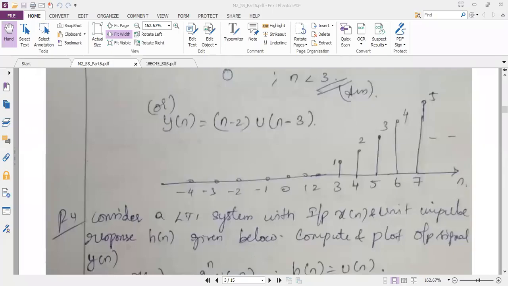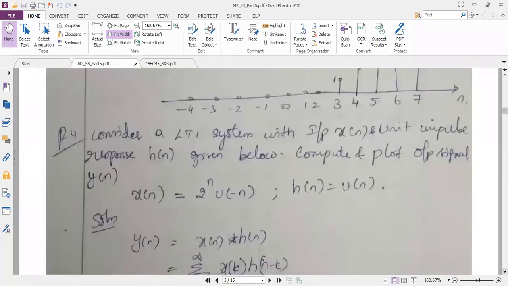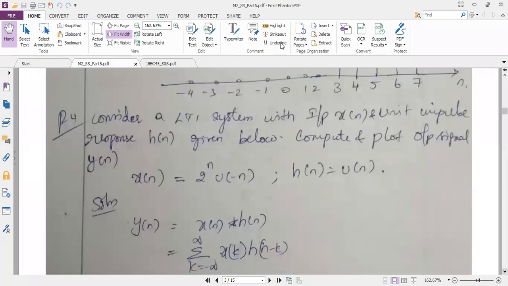Good afternoon. Today we are going to continue the problems in convolution sum. So we can carry on with this question.